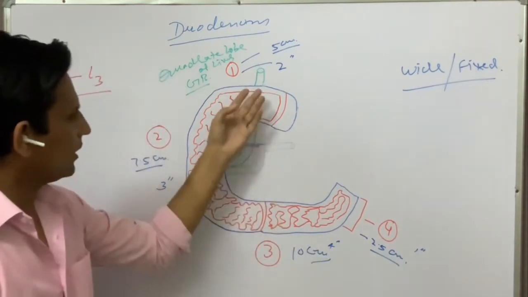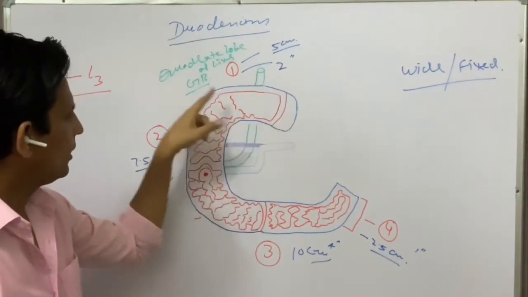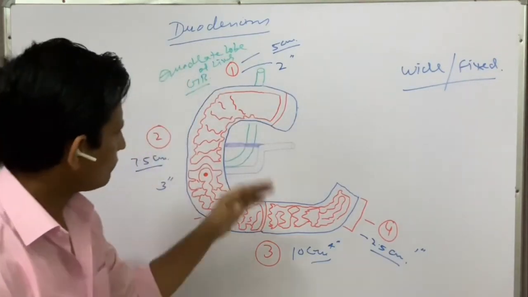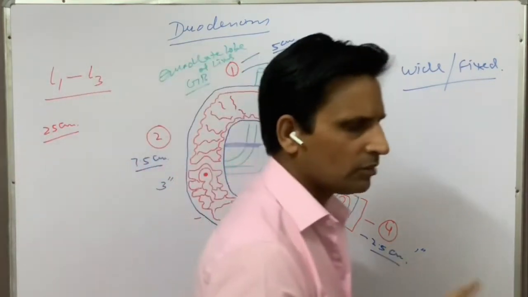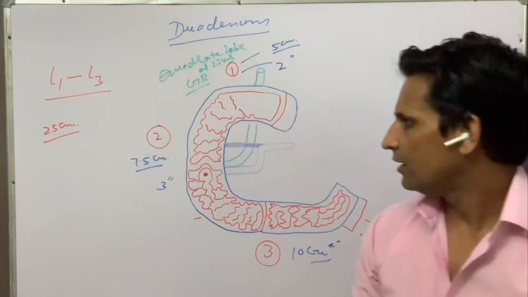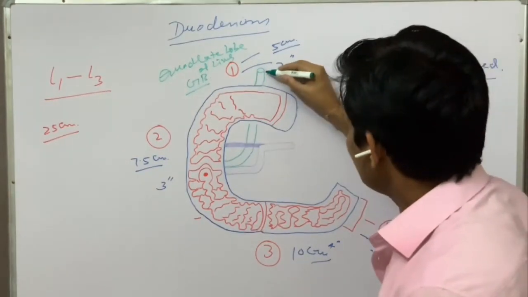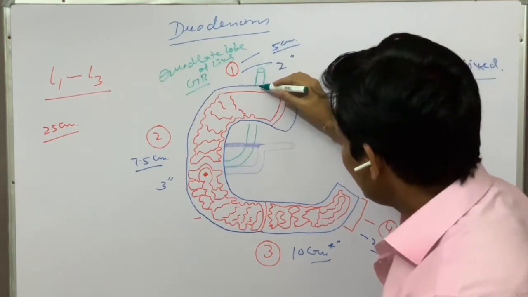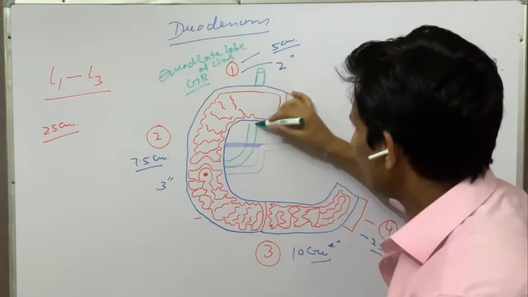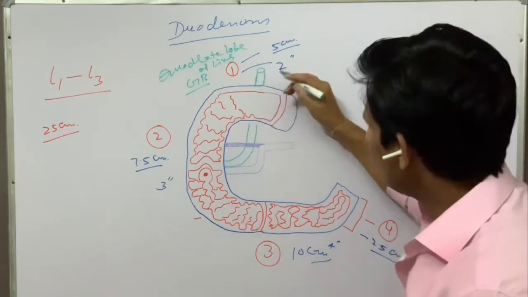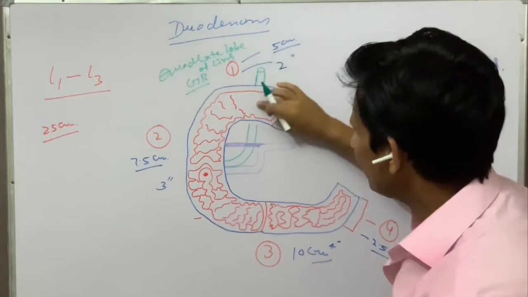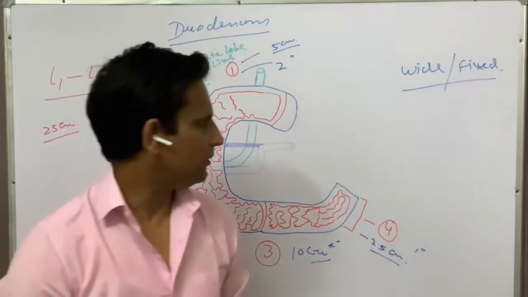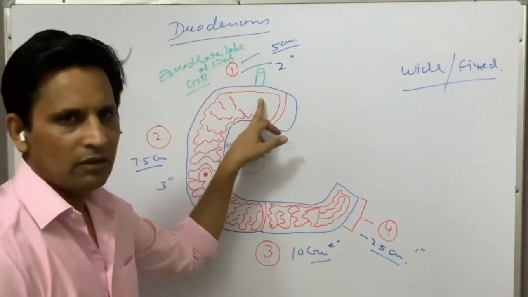Two very important structures run anterior to the first part of the duodenum. One is the gallbladder, and the second is the quadrate lobe of the liver. On the posterior side, there are also some very important structures. One is the bile duct. You can see this bile duct coming from above, and here it crosses the first part of the duodenum posteriorly. So this particular portion is posterior to the first part of the duodenum, and the second one is the portal vein.